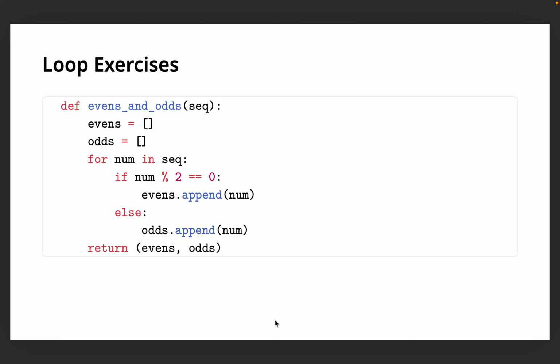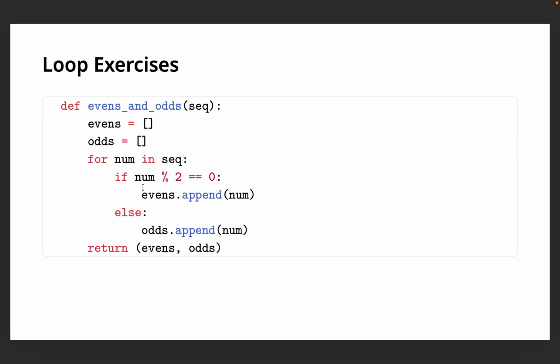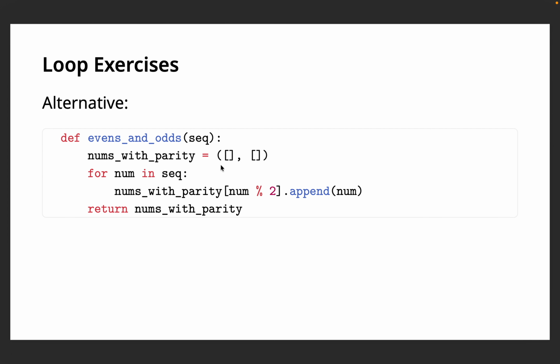Okay? So this is what we just did. You can also write this if you don't want to write this part again. It's also possible to put the list that you want to append to inside a ternary operator, like this. And you can also do it like this. Have a tuple of lists, then you decide the index based on each number. So this is another solution.